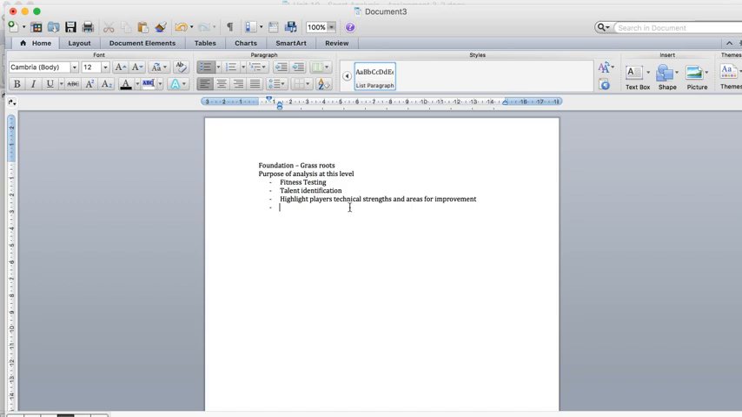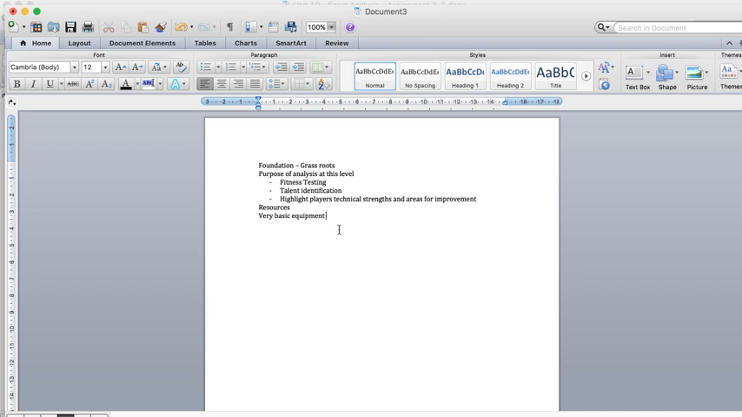And then there might be some other purposes as well, and you need to explain these purposes. So explain why these purposes are associated to grassroots level. You then need to talk about the resources available to carry out the analysis at this level. So for instance, fitness testing, very basic equipment, and you need to explain this. Why is the equipment basic? So why have you only got stopwatches, cones at this level?